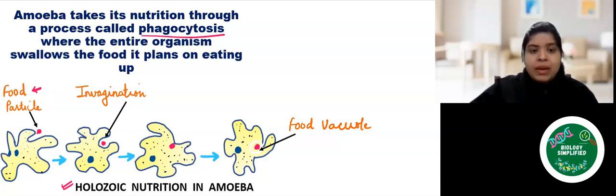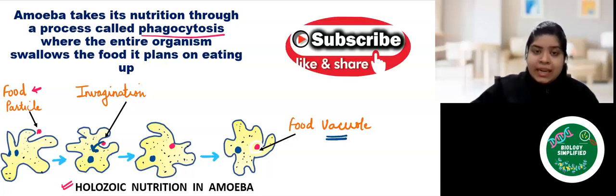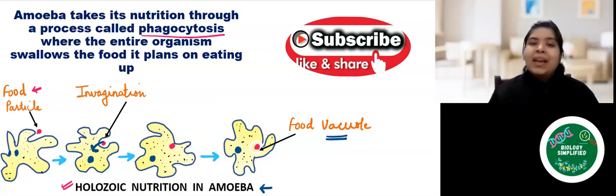Once the food particle goes inside the body of the amoeba, it makes a food vacuole, and further the food in the vacuole is digested in the body, assimilated, and whatever is not required by the organism is excreted out. So these are the various steps which are followed in holozoic nutrition, and amoeba is one such organism which shows holozoic nutrition. Hope you have understood the concept. Thank you.